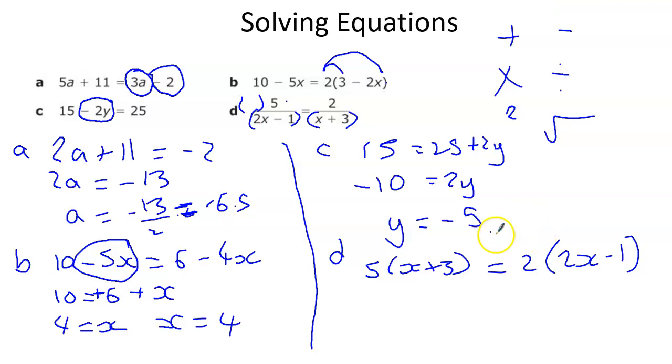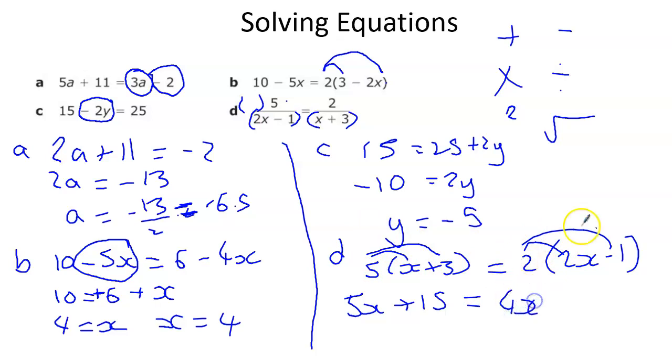You'll keep it going all the way until it's the nice easy bit. So just to finish it off, expand 5x plus 15. Don't forget to times the second thing by the number as well. It's a classic mistake if you don't. 2 times 2x is 4x. 2 times minus 1 is minus 2.